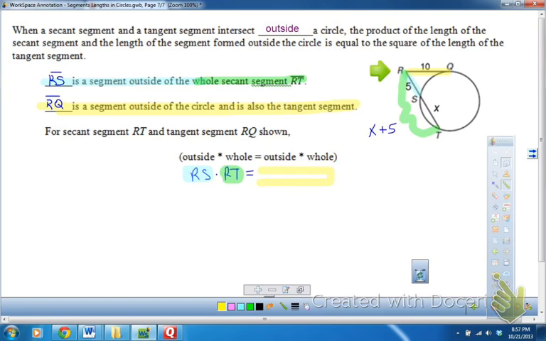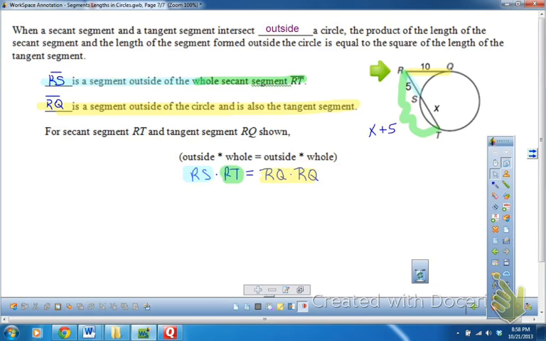Now, for the whole and the outside of RQ, they both represent the same thing. So you have RQ times RQ. RQ is both outside and it's the entire segment.